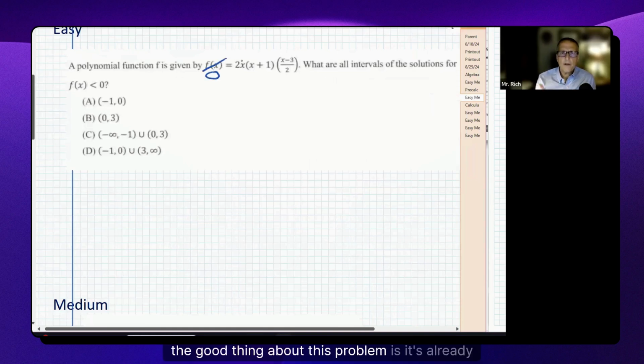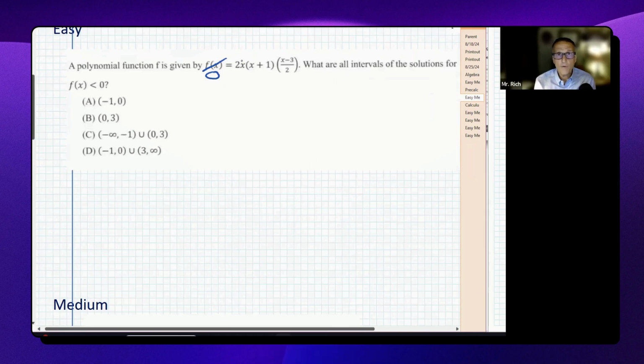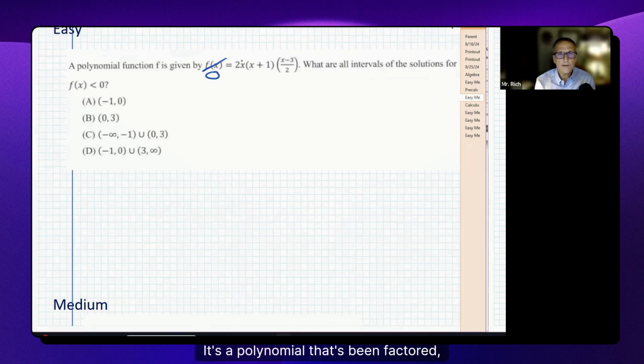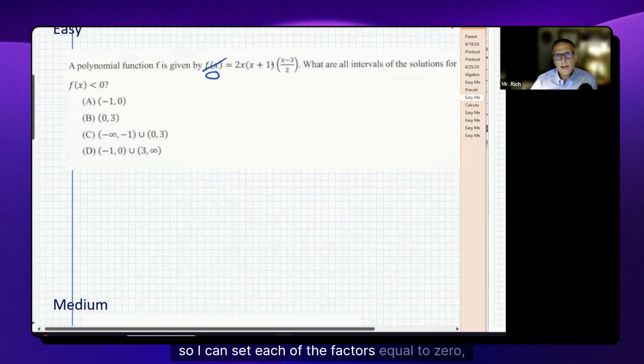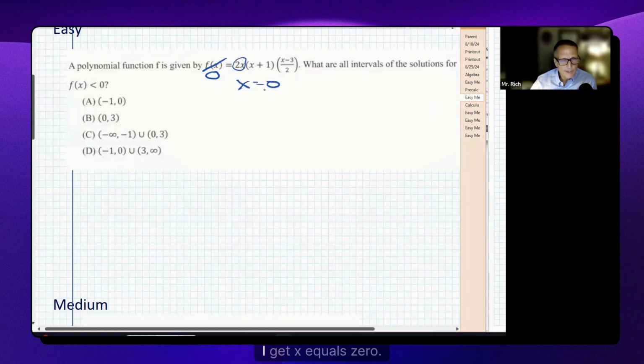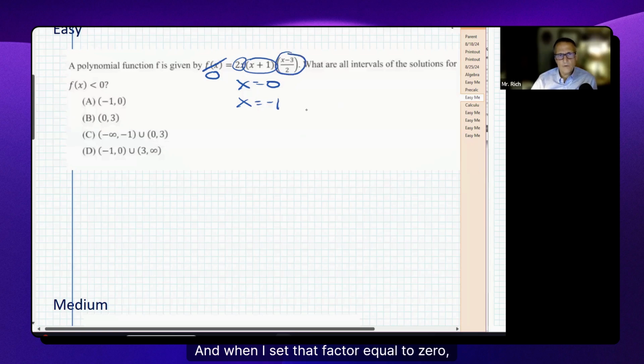Well, the good thing about this problem is it's already in factored form. It's a polynomial that's been factored. So I can set each of the factors equal to 0. So the zeros end up being 0. When I set 2x equal to 0, I get x equals 0. When I set the next factor equal to 0, I get a negative 1. And when I set that factor equal to 0, I get 3.